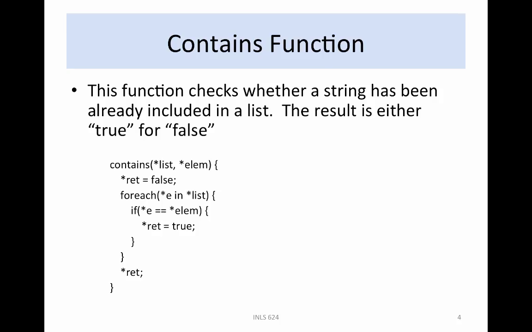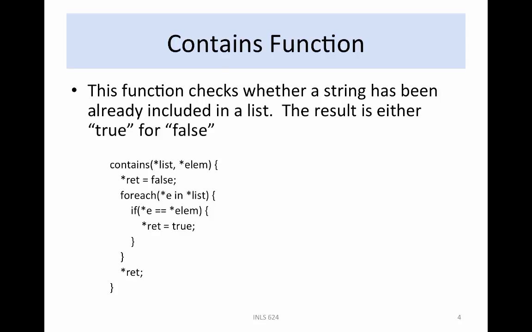The policy function contains is used to check whether the attribute name has already been included in the list. The input parameters are the name of the list and the name of the element that will be checked. The contains function returns true if the attribute name has been seen before and false if the name is new. The code is shown here.